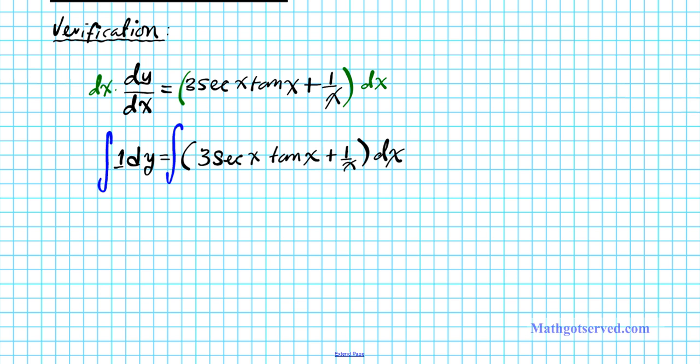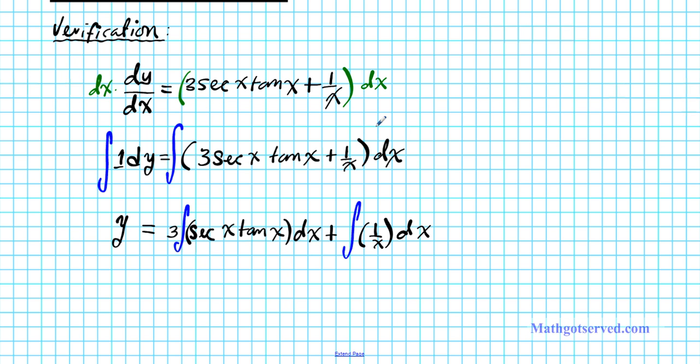All right. On the left side, the integral of 1 with respect to y is just simply y plus a constant, but we're going to move the constant to the right side. Now, if we do term by term integration here, this is going to become the integral of 3 secant x tan x. We can factor out the 3 and then just integrate secant x tan x dx, plus the indefinite integral of 1 over x dx also. So what happened here is we distributed this integral to the two terms and the dx also.